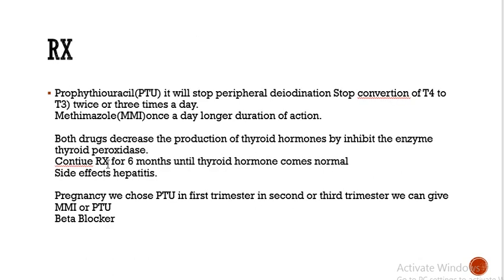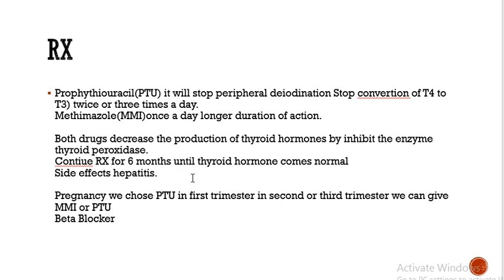Now how do we treat this patient? Actually we give the patient propylthiouracil. It will stop the peripheral deiodination and stop the conversion of T4 to T3. This medicine we give the patient twice or 3 times a day because this medication has a short half-life. And we also use methimazole, which we give once a day because it has a longer duration of action. Both drugs decrease the production of thyroid hormone by inhibiting the enzyme thyroid peroxidase. We continue treatment for 6 months until thyroid hormone becomes normal, and a side effect can be hepatitis.